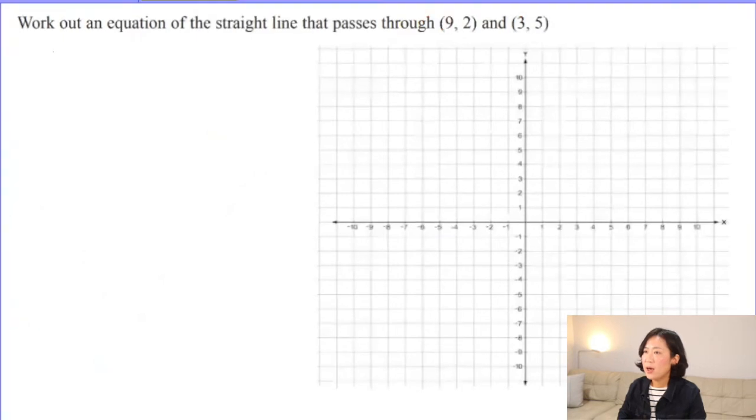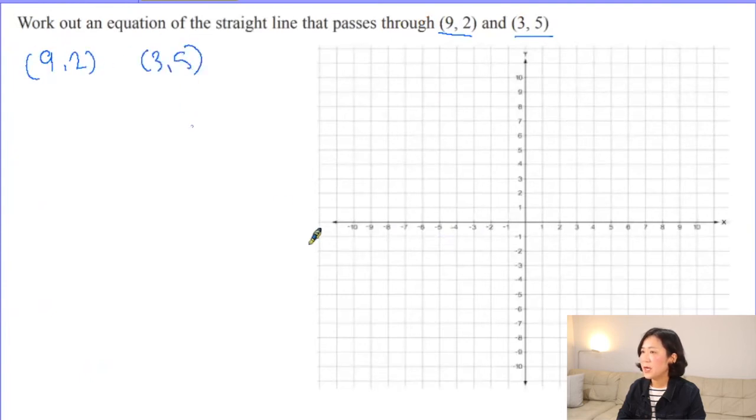Now here we need to find the equation of the straight line. So we don't have a line. We only have 2 points. So what we need to do is draw the line and also find the equation of it. Let's see.